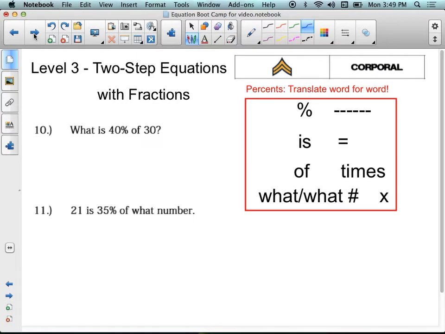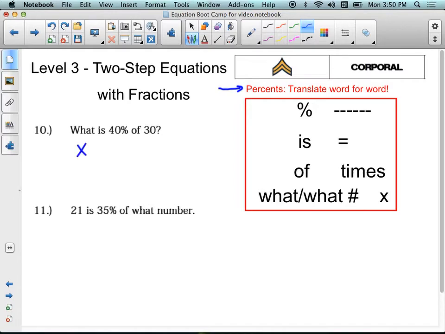The other thing I wanted to talk about on this level 3 is solving percent problems. Now, you may have learned a way to do this before, and if you have something that works for you, go for it. But what I like to do is translate word for word using the keywords in the red box. So I'm just going to go word for word on number 10.